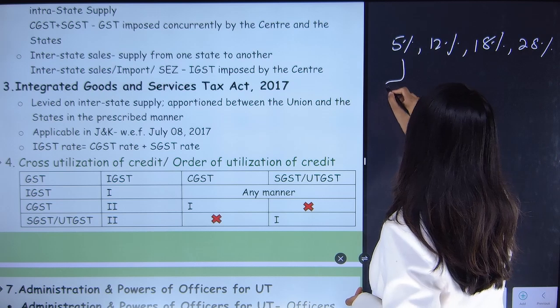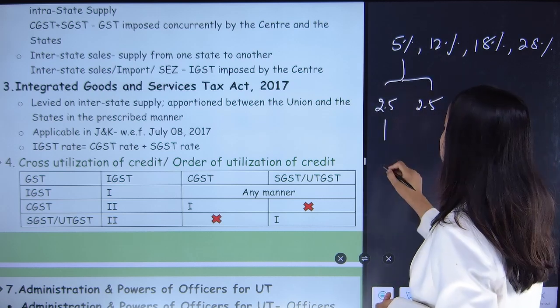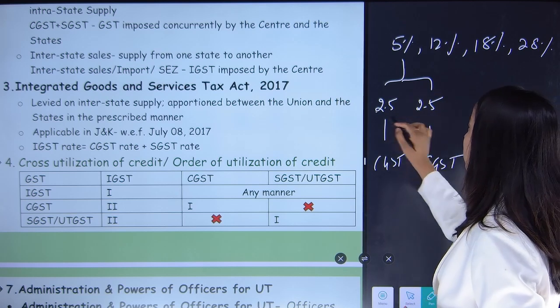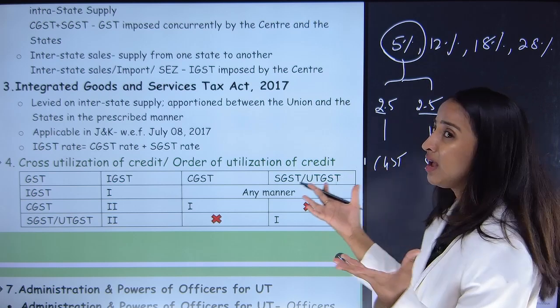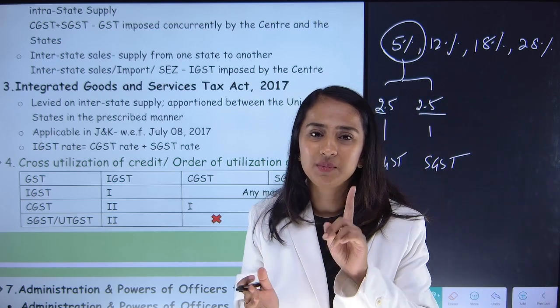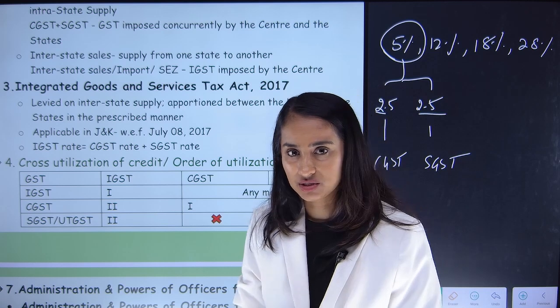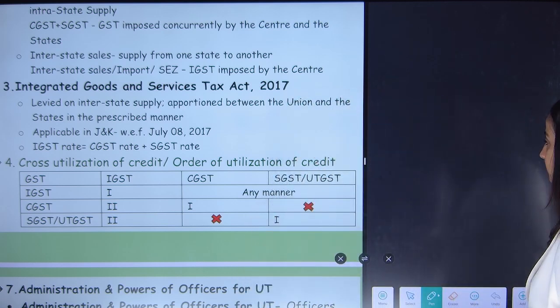So out of this 5%, 2.5%, 2.5%, let's say half will be CGST and SGST. But whenever you look into IGST, this whole rate, which is actually an addition of both CGST and SGST, will be levied as one rate, and IGST will be levied on interstate transactions. Okay. For your intrastate, CGST, SGST will be levied.